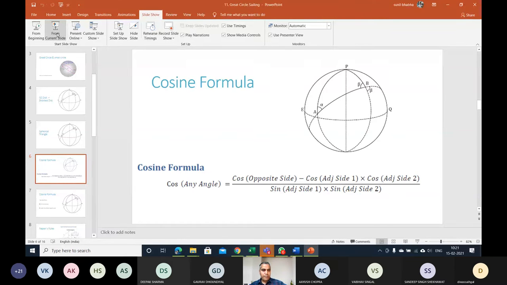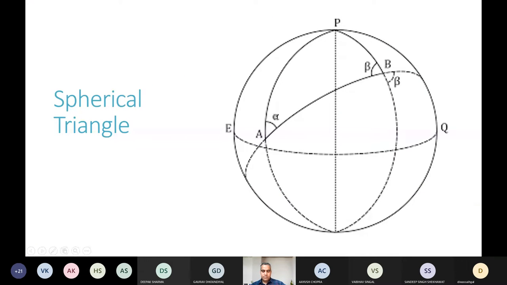So, let's continue with our great circle. Just to recap, Beta, I have told you about a great circle and a small circle. A great circle is a circle whose center is the same as the center of the sphere, or whose plane passes through the center of the sphere. And a small circle is the one whose center is different from the center of a sphere.